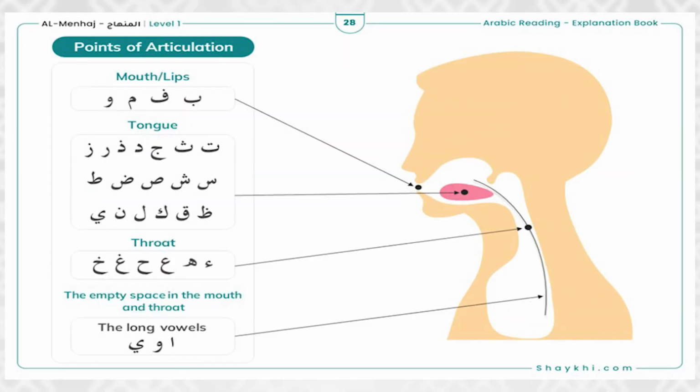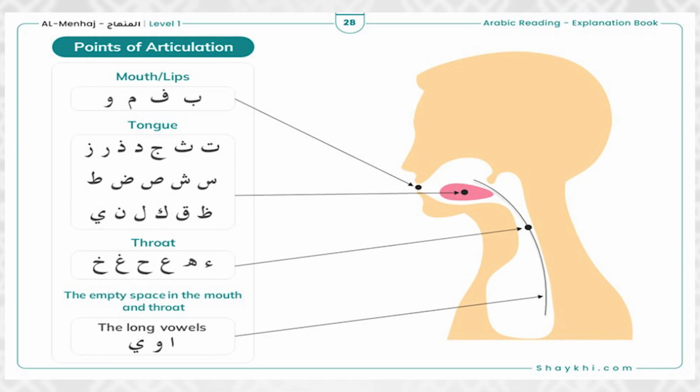Look to this picture. Points of articulation. Mouth or lips: ba, fa, mim, waw. Tongue: the letters da, fa, jim, dal, ذال, را, زاي, سين, شين, صاد, ضاد, طاء, ظاء, قاف, كاف, لام, نون, ياء. The throat: إ, همزة, ها, عين, حاء, غين, خاء.